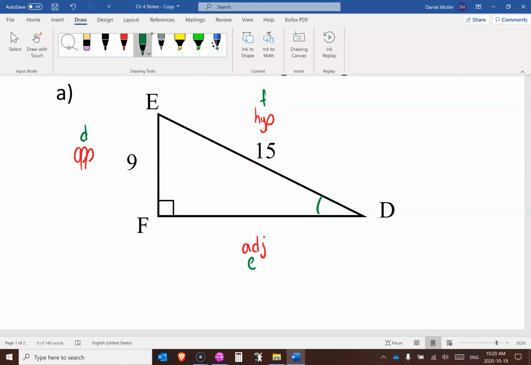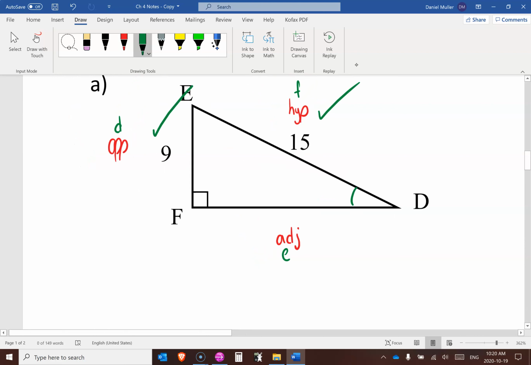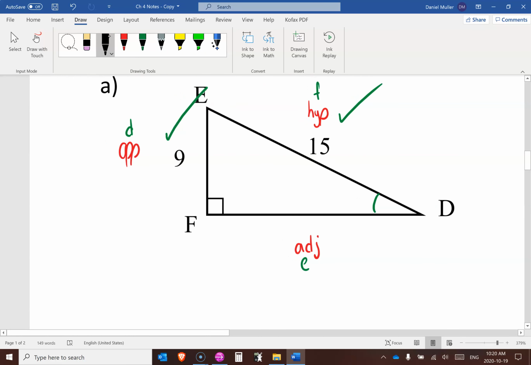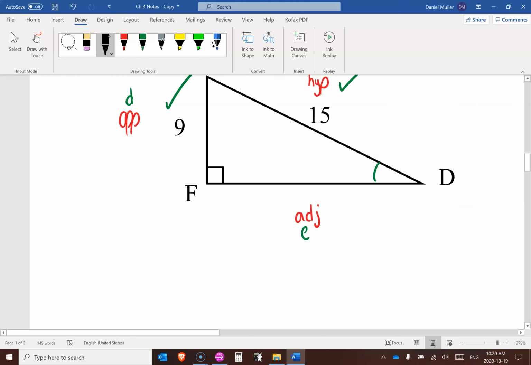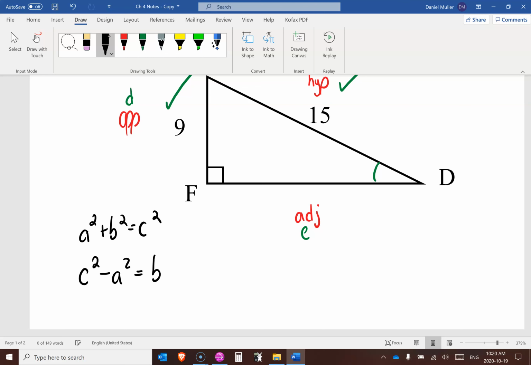Okay? So I've been given D and I've been given F. I just need to find E. Now, I actually can find E very easily because it's a right triangle. I can use the Pythagorean theorem. Now, I have the hypotenuse, so when I have the hypotenuse, I always will subtract. So remember the formula is a squared plus b squared equals c squared. But if you have the hypotenuse, then it's c squared minus one of the legs, a squared, equals b squared. So that's the formula we're going to use.